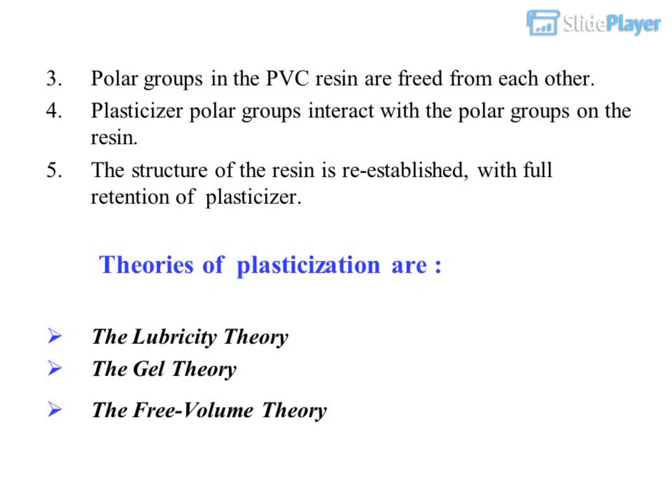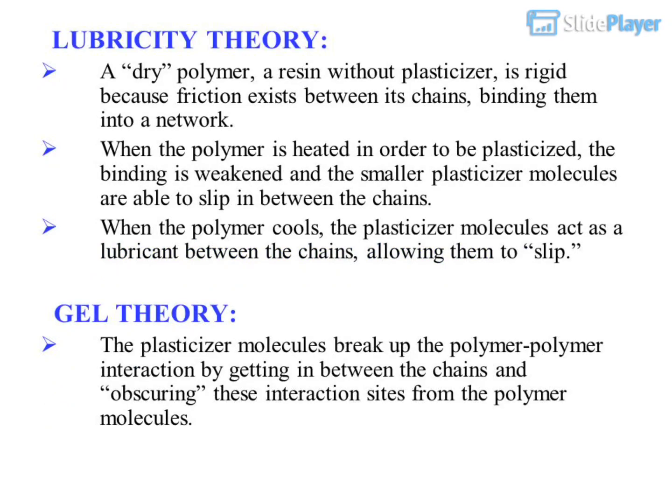Theories of plasticization are: the lubricity theory, the gel theory, and the free volume theory. Lubricity theory. A dry polymer, a resin without plasticizer, is rigid because friction exists between its chains, binding them into a network. When the polymer is heated in order to be plasticized, the binding is weakened and the smaller plasticizer molecules are able to slip in between the chains. When the polymer cools, the plasticizer molecules act as a lubricant between the chains, allowing them to slip.